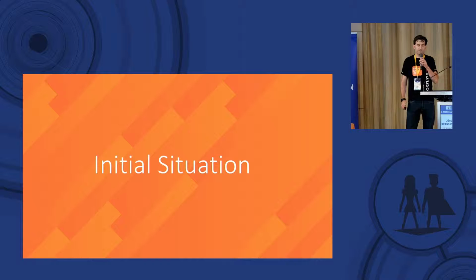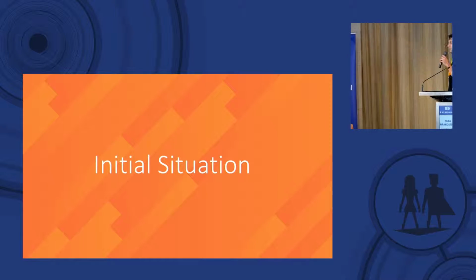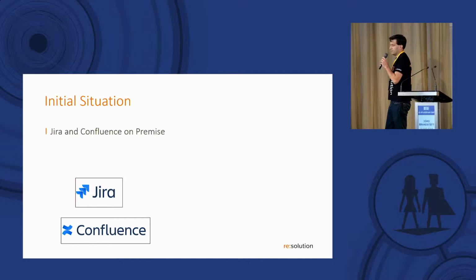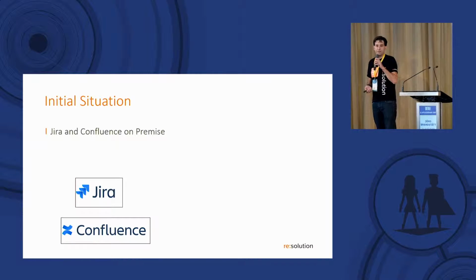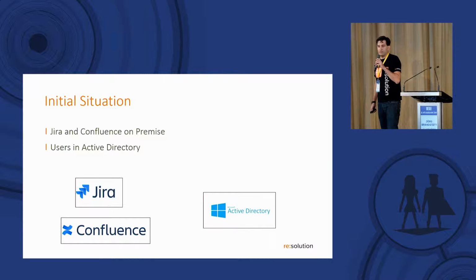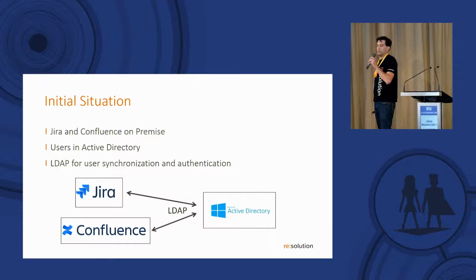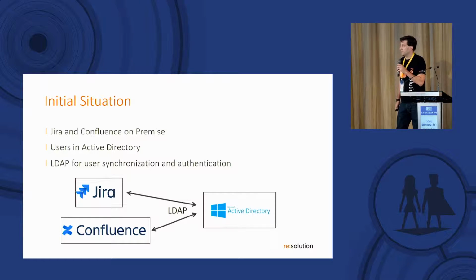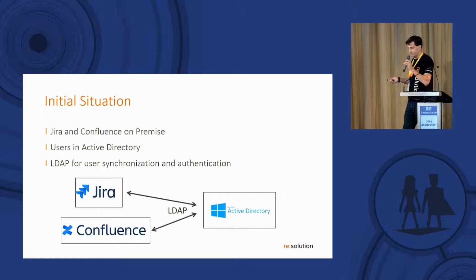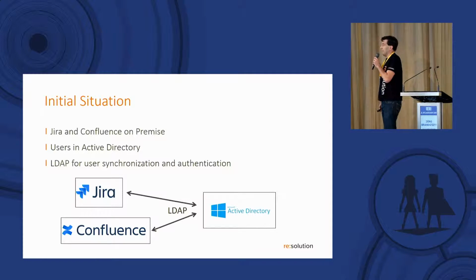Okay, let's talk about the initial situation like you may already know. You've got your Jira, you've got your Confluence, on-premise, hosting it by yourself. And you've got your users in Active Directory, and what you usually do is connect using an LDAP sync. So users can authenticate by entering their Active Directory password into the normal Jira login page. So only one password, everything clear, everything fine. Okay, this is the simple use case, not much to talk about there.